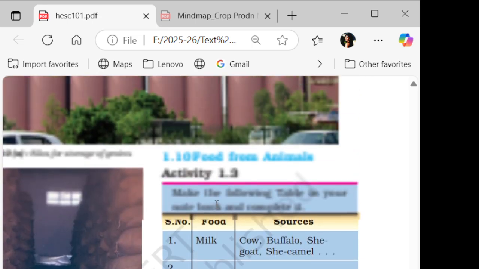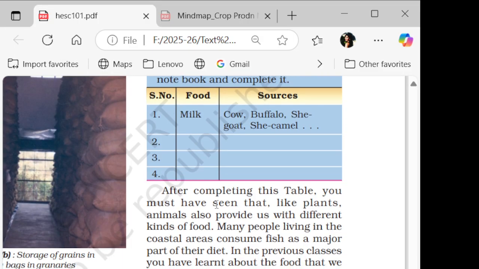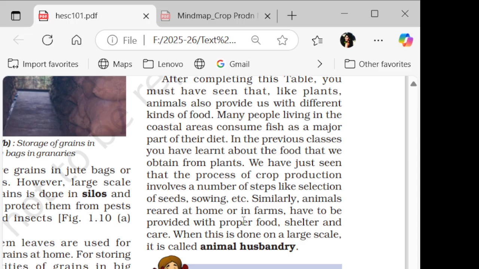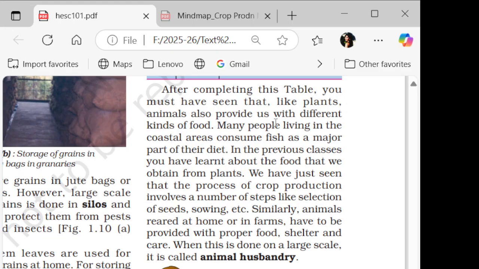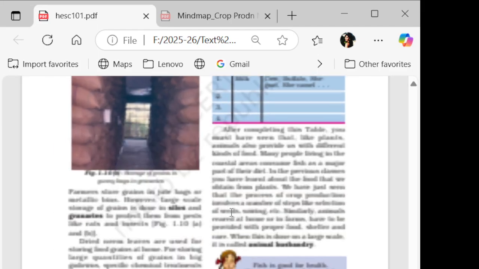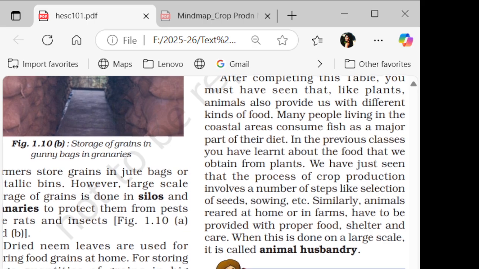Okay, now the last topic that comes, and that is animal husbandry. Now you might be thinking, what is animal husbandry? So see, like plants, animals also provide us with different kinds of foods. You know, many people eat meat and chicken, and there are so many other animal products that come from animals. We drink milk and eat eggs and many other things. So for that we need to rear the animals, and we have this business in our country, where animals are reared in homes and farms, and they are given proper food and shelter and care, and this is known as animal husbandry. Okay, this is all done because we need them for our food. And then, so that's all with this chapter.